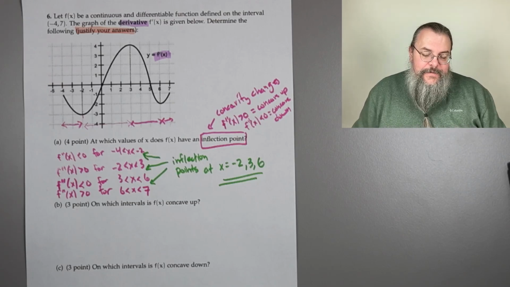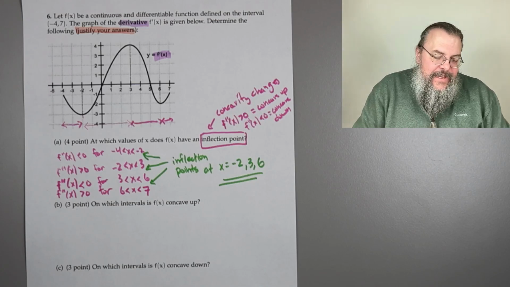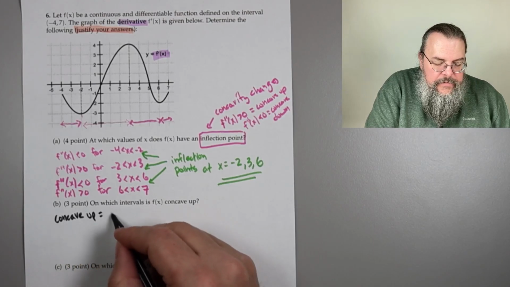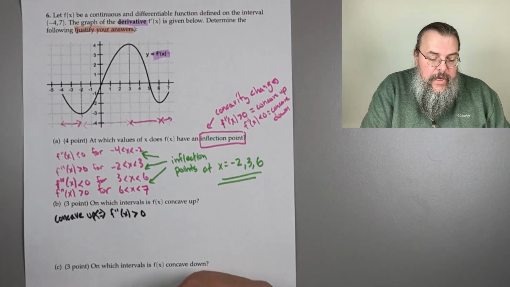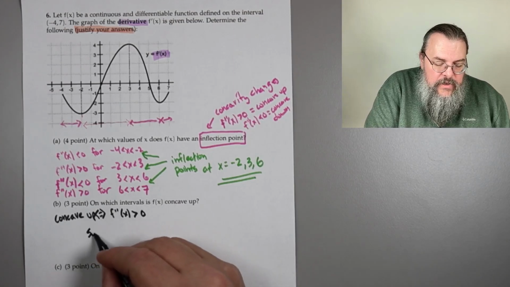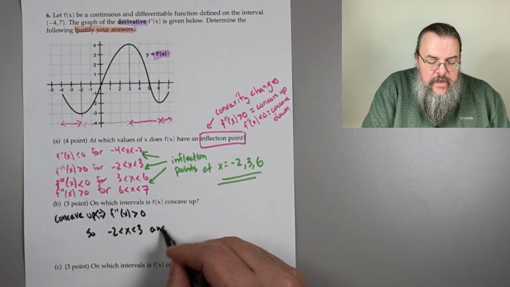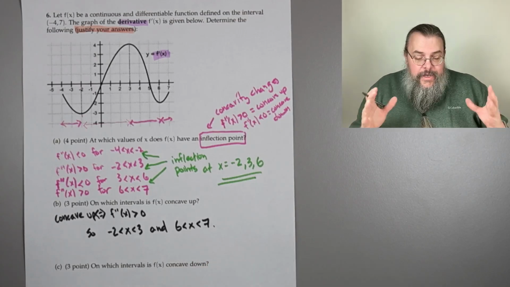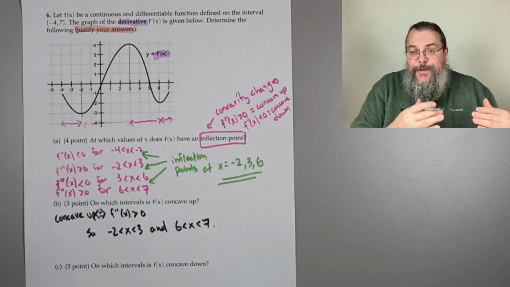Part B. On which intervals is f of x concave up? Okay. We've actually answered this as we talked about part A, because we talked about concavity. Concave up equals f double prime of x being positive. And so the intervals are negative 2 less than x less than 3, and 6 less than x less than 7. Okay, so great. Second derivative is positive. In other words, where we're increasing, we're concave up.